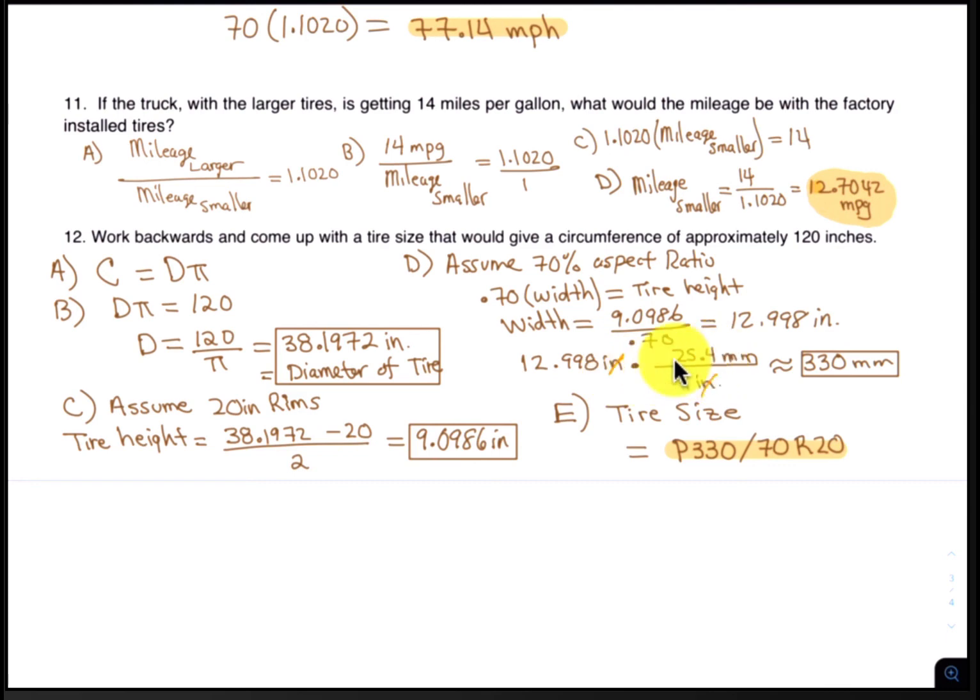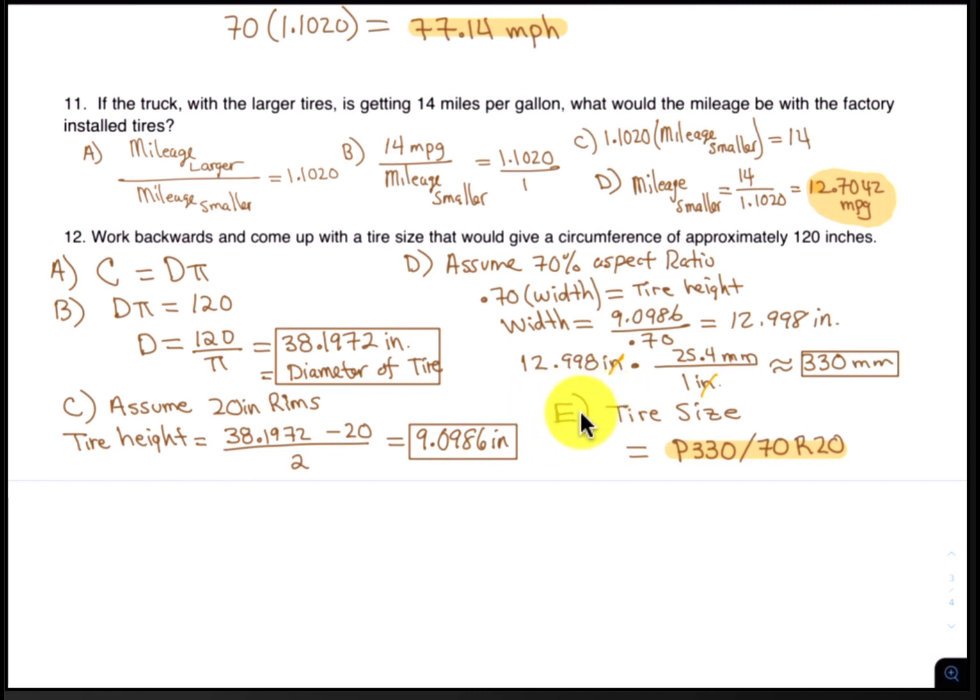You will then take your calculator and multiply 12.998 times the 25.4, and it's divided by 1, so you get your answer. And we'll just round that to the nearest whole number, so that's approximately 330 millimeters.